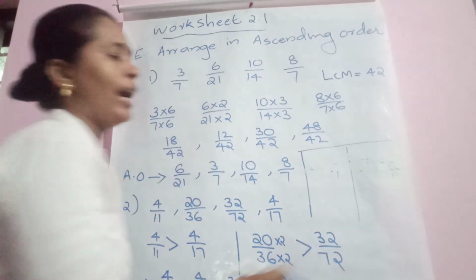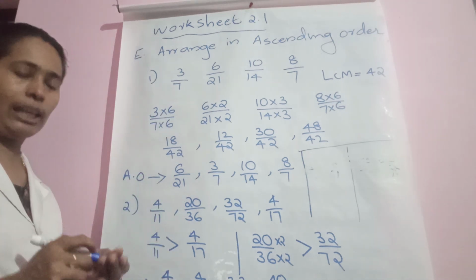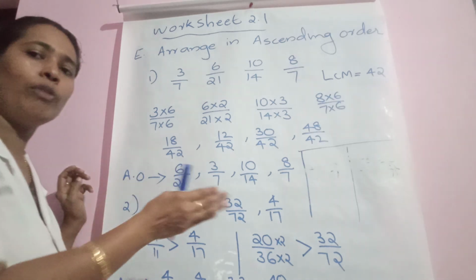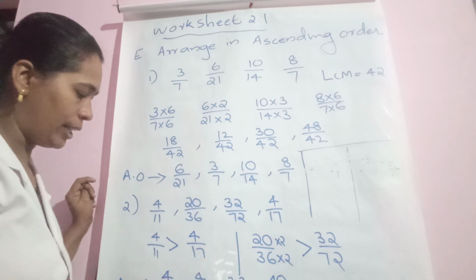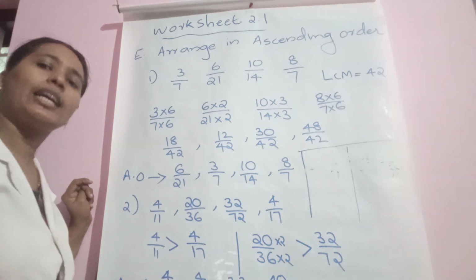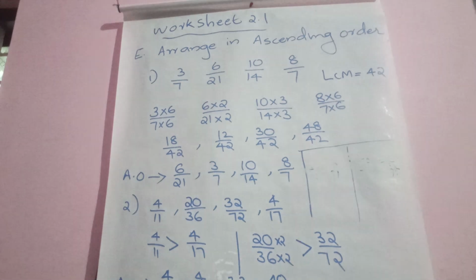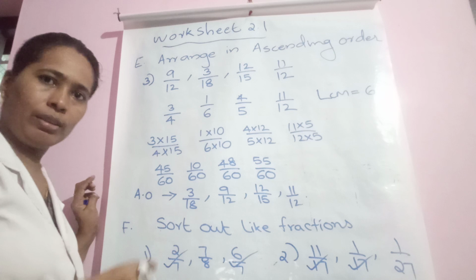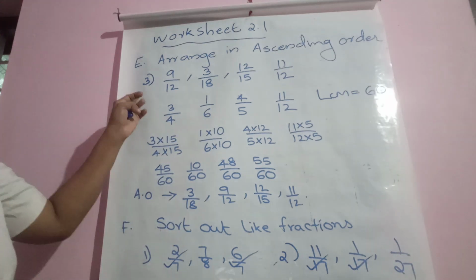So apply any one of the methods that you like. Either you can keep the previous method, keeping the denominators the same so that all the fractions have the same denominator, then compare. Otherwise you can apply the method the teacher has explained to you. Let us move to the other question, one more of the same. Let us continue with our worksheet, the third question of E.